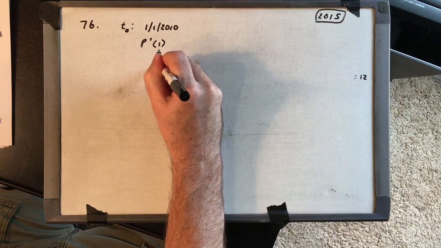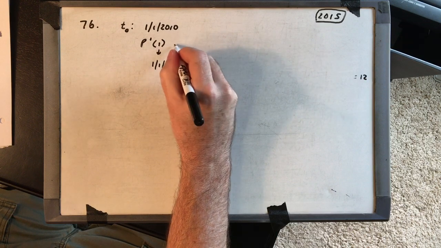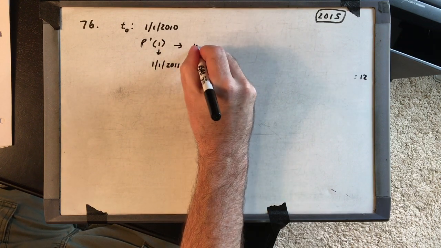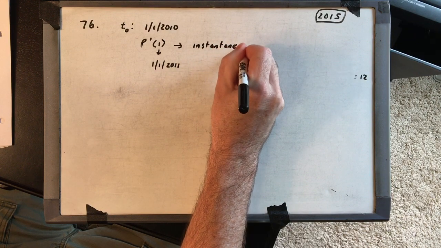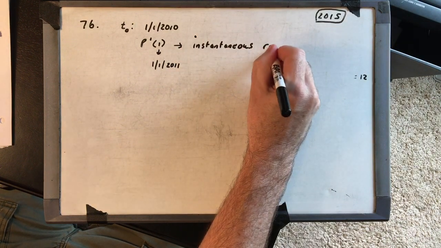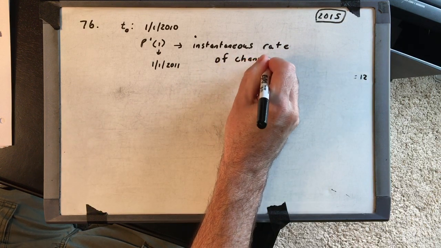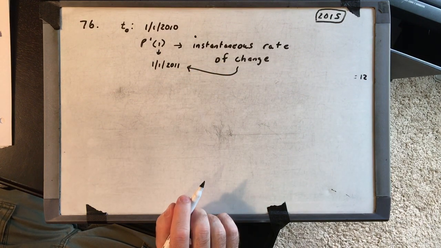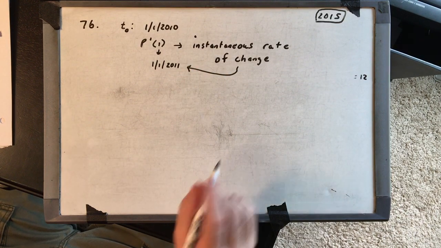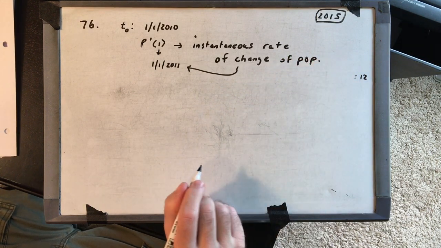That'd be 1/1/2011, right? And what does a derivative tell you? It's the instantaneous rate of change at that date, 1/1/2011. Instantaneous rate of the change of the population. So let's look at the possible answers.